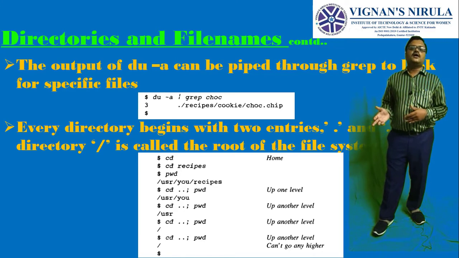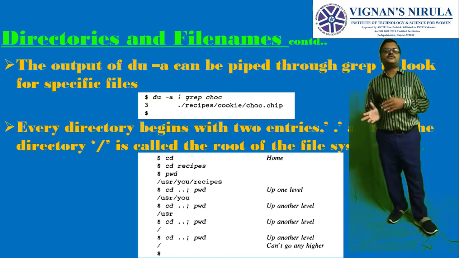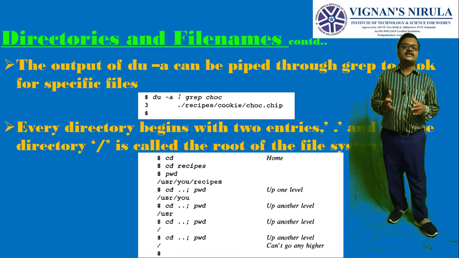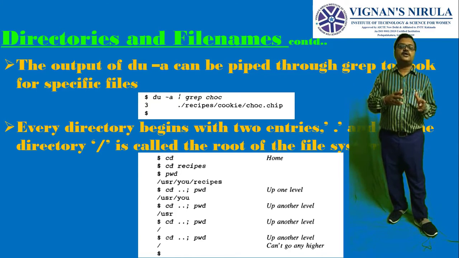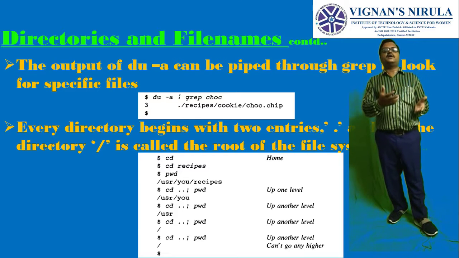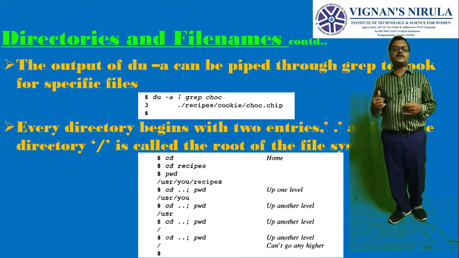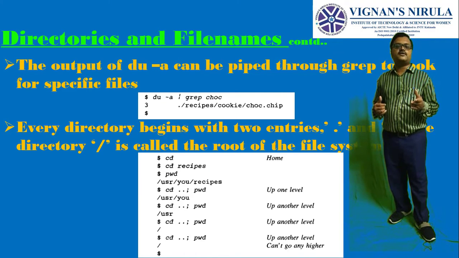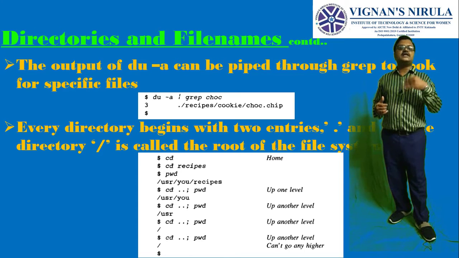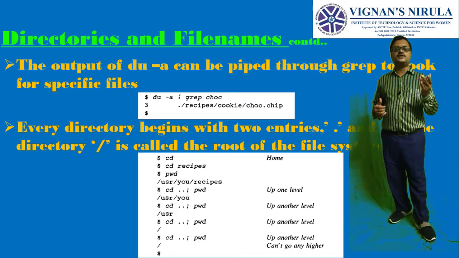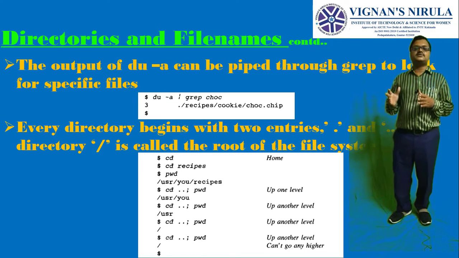For example, you are in the cookie directory. So cd dot pwd will go one level up and move to the receipts directory. Again cd dot pwd, go one level up and move into the examples directory. Like this the directory hierarchy is met. If you go even further, cd again, it will go to the home directory. Again cd dot, then it will go to the slash. Slash is nothing but the top one.